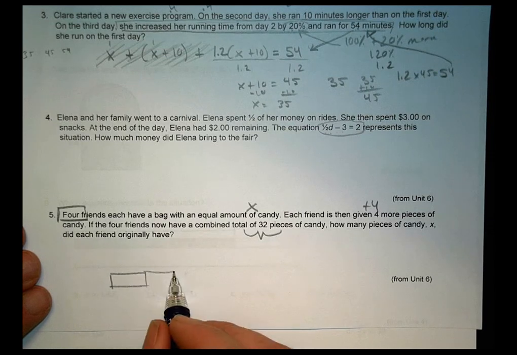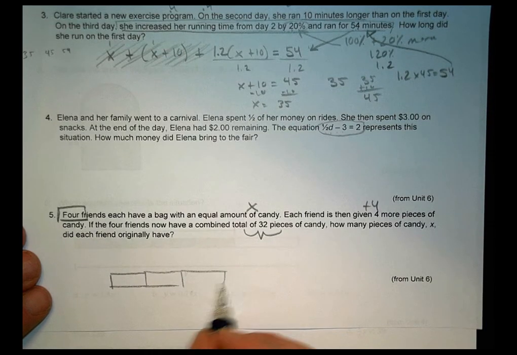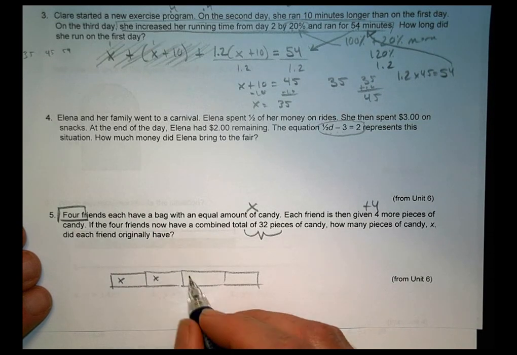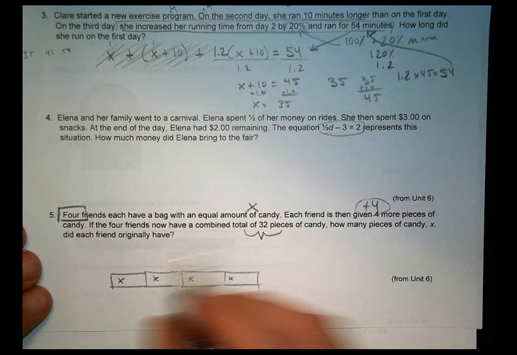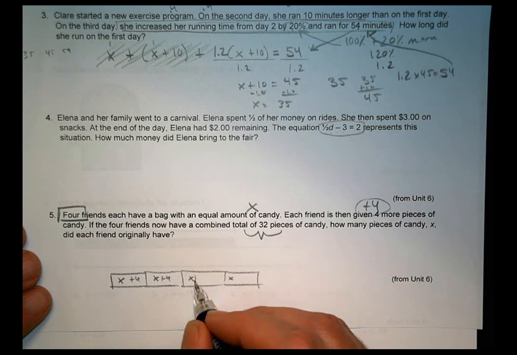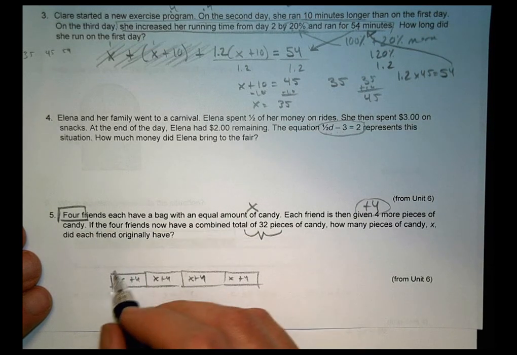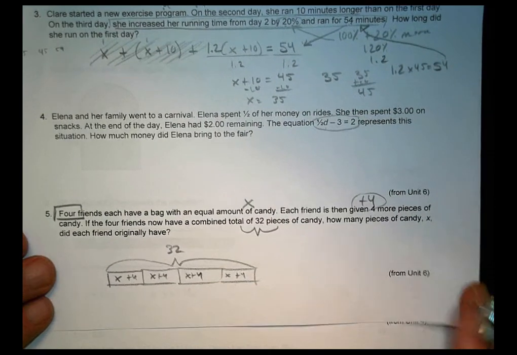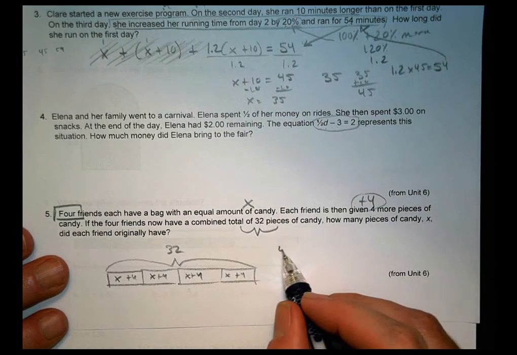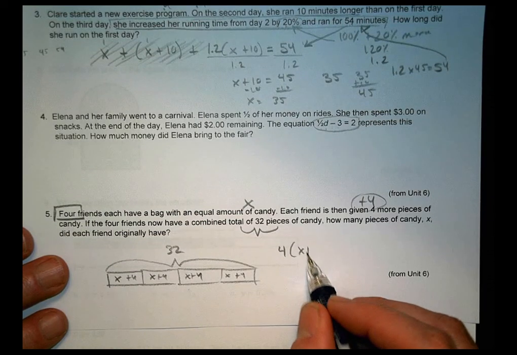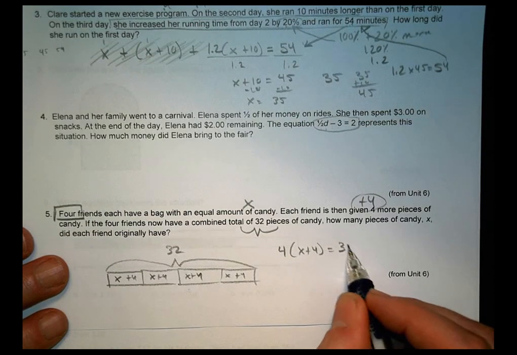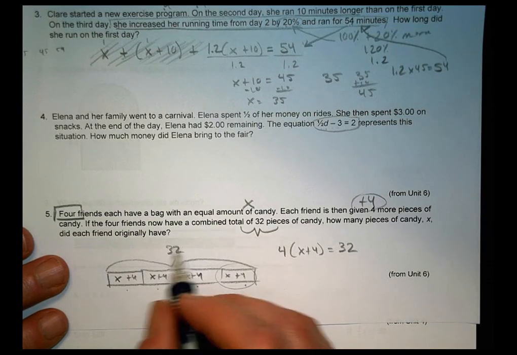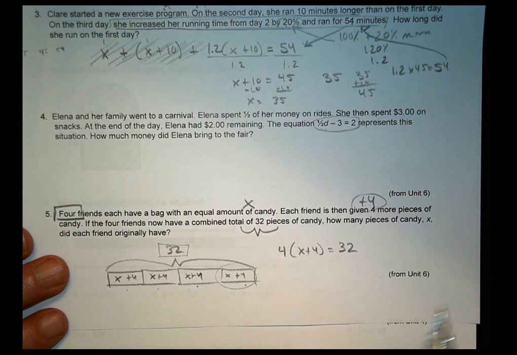We have 4 friends. 1, 2, 3, and 4. Everybody started with x, x, x, and x, and they got 4 more each, plus 4, plus 4, plus 4, plus 4, and they had a combined 32 pieces. So if I write that down as an equation, what do I have? I have 4 groups of x plus 4, here are my 4 groups of x plus 4, equaling my total of 32.